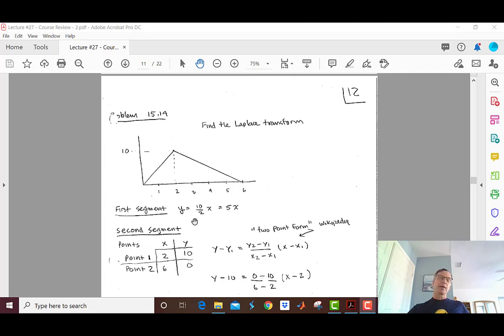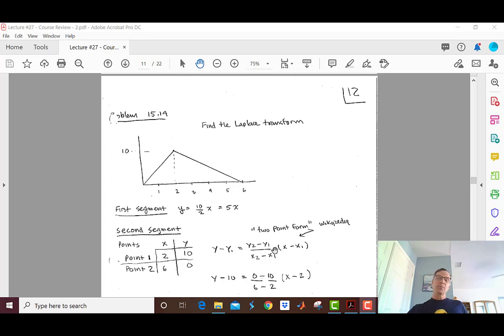So for the first segment, the equation of the line is pretty easy. It goes through 0, so the y-intercept is 0, and it goes up 10 and over 2, so that gives it a slope of 5, and I can say y equals 5x. That's easy. Second segment, I don't know about you guys, but I know it's easy to get equations of lines, but I really like a methodology of doing it.